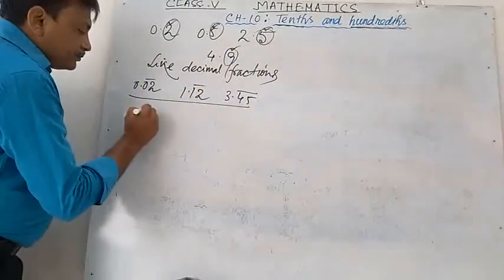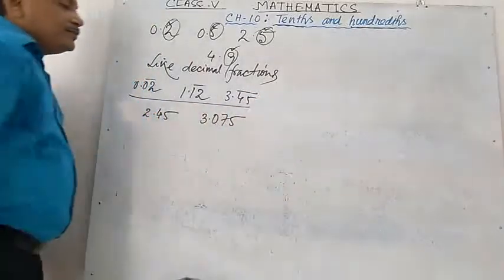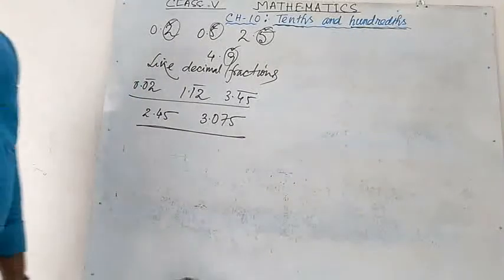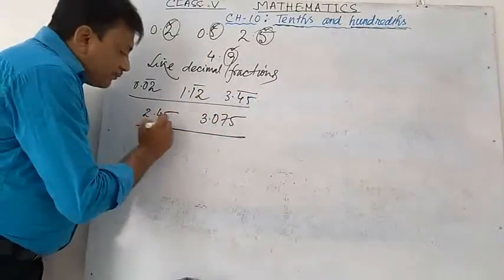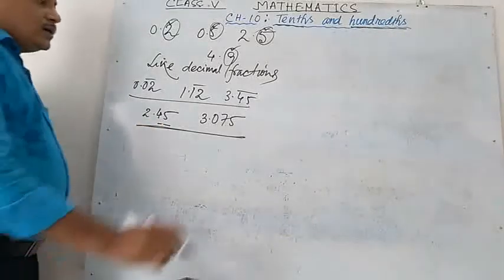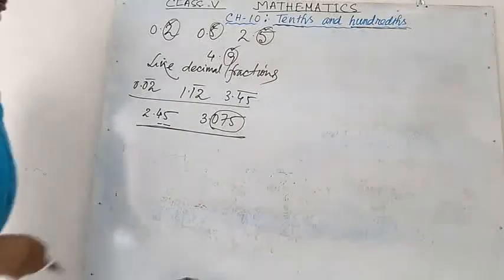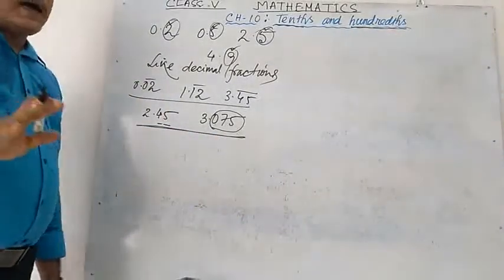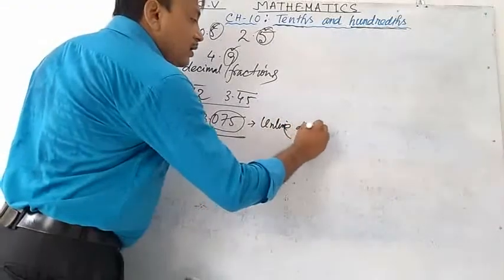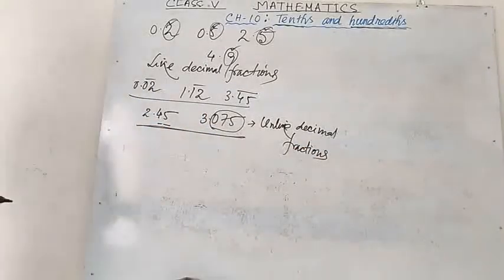Now suppose if I take 2.45 and 3.075. Are these two numbers like decimal fractions? No. Why? Because in the first one, how many decimal places are there? 2. And in the second one, there are 3 decimal places. So these two numbers are not like decimal fractions. These are unlike decimal fractions.